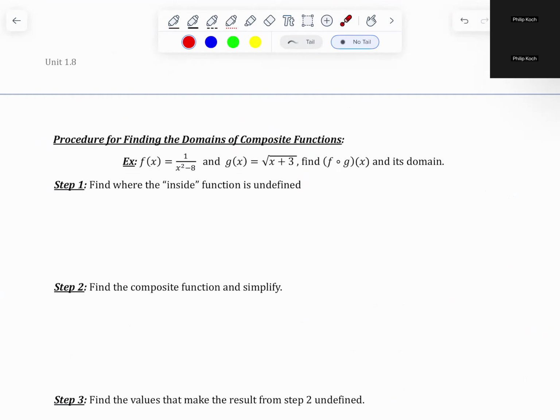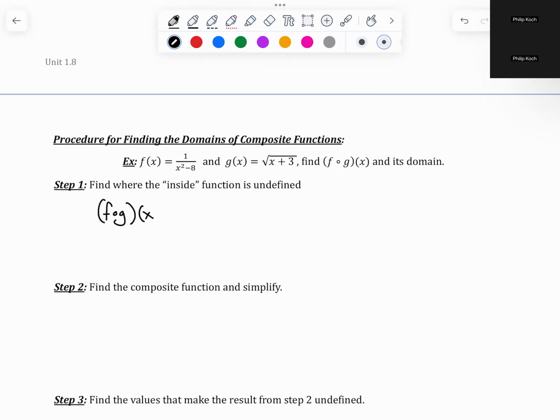So let's look at this problem. f of x is equal to 1 over x squared minus 8 and g of x is equal to the square root of x plus 3. Find f composed with g of x and its domain. So step 1, before you even begin, is to find where the inside function is undefined.